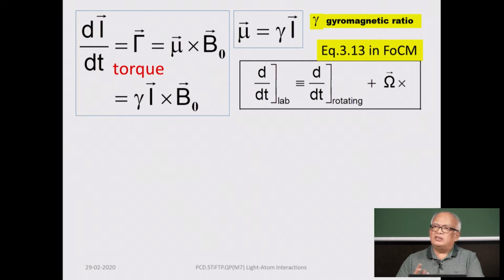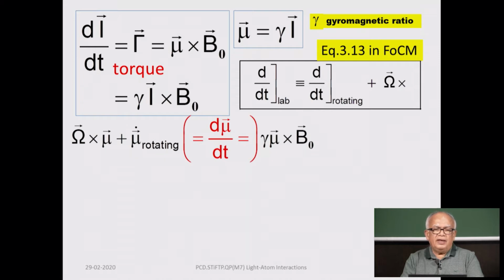So in the Coriolis term, when you carry out the transformations from an inertial frame of reference to a rotating frame of reference, and you take the time derivatives of the position vector and also the velocity, you get this additional effect, and exactly the same kind of relationship over here. You have this angular frequency omega, and then the cross product with the magnetic moment, and this is the time derivative of the magnetic moment in the rotating frame of reference, which will give you the time derivative of the magnetic moment in the inertial frame, and this is given by gamma mu cross B0.